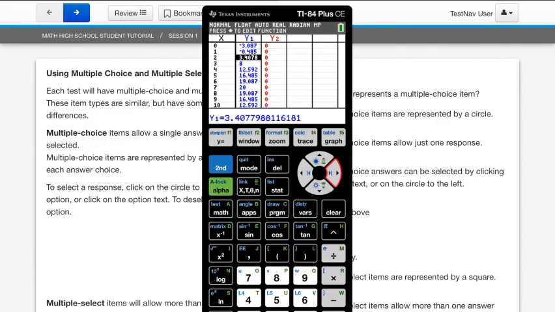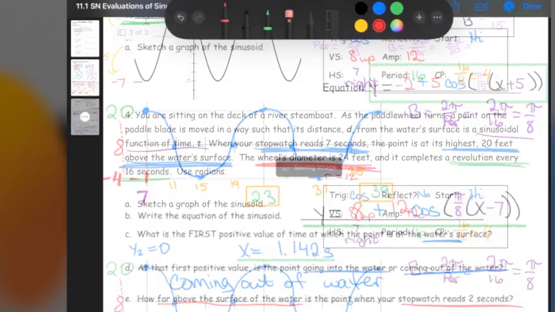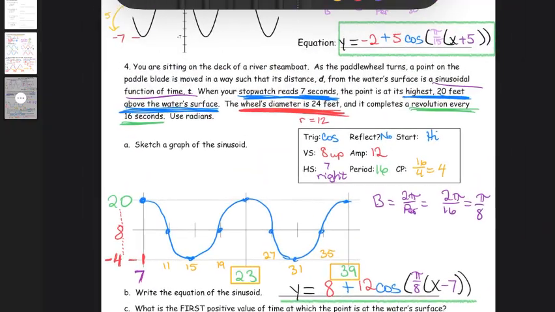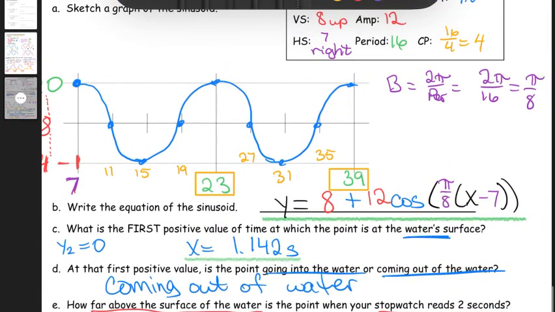Now, be sure you go to the y value in the table because it will have more digits at the bottom of the screen than what the table actually shows you. So that may make a big deal in some rounding. Okay, so this would be 3.408. And what units are we in? Feet. This will be 3.408 feet above the water.